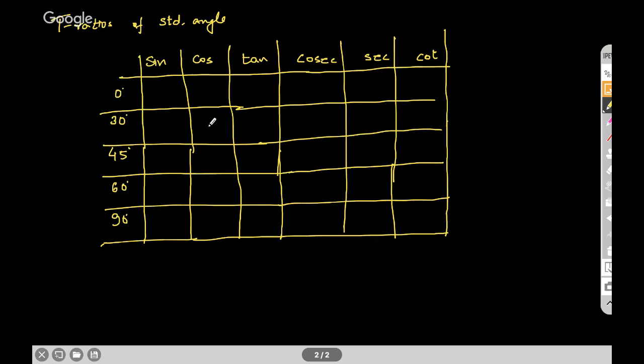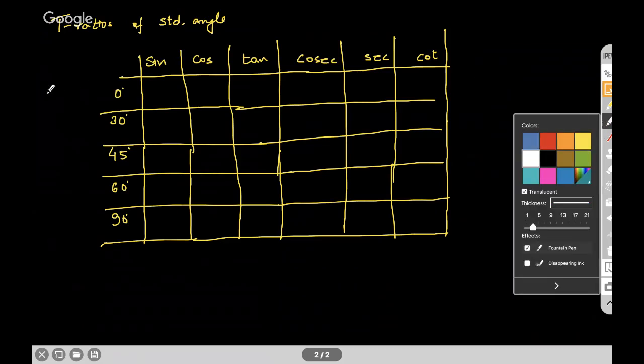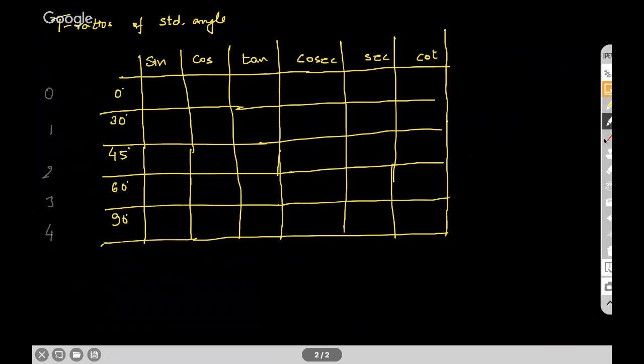So hence, how do we start? So it's basically 0, 1, 2, 3, 4. See, there are 5 angles, right? So 0, 1, 2, 3, 4. This is the method of 0, 1, 2, 3, 4. Okay, and this is what it is. It is nothing but, if you see, root of 0 by 4.